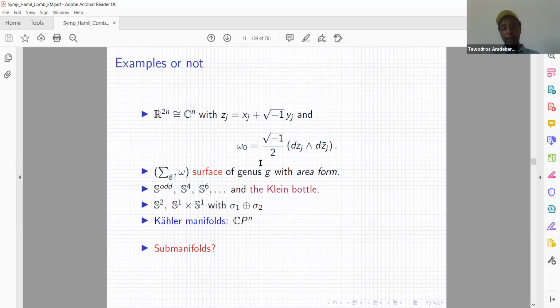And regarding submanifolds, we will not dwell on this, but people consider Lagrangian manifolds. For instance, if you remember, when I was pairing up variables, x1 paired up with y1, x2 with y2. So if you leave out the y's and work with the x1, x2, x3 alone, and similarly for the y's separately, then these are examples of Lagrangian submanifolds.